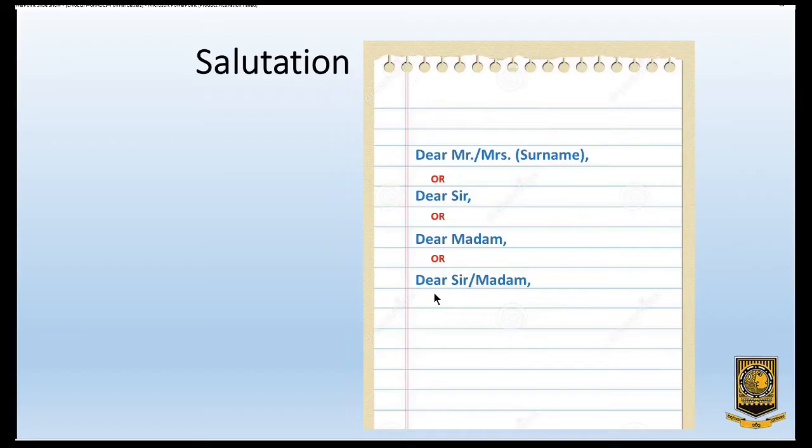Okay, the salutation. You put Dear. If you are putting the name, you have to put Mr. or Mrs. like that, then the surname, comma. Or Dear Sir, if that is a male. Then Dear Madam, if there is a female. Then if you do not know whether the person is a female or a male, you can include it like this: Dear Sir stroke Madam, comma.